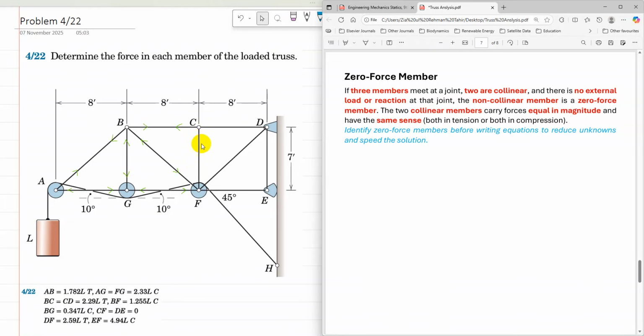So CF is a zero force member, and two collinear members BC and CD carry equal magnitude and have the same sense. So BC member force is equal to CD member force. Their magnitudes are the same, and the sense is also the same. As BC is in tension, CD must be in tension.